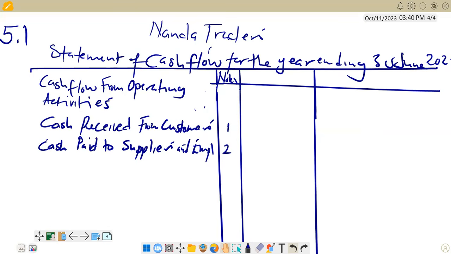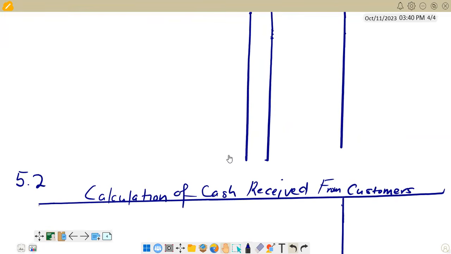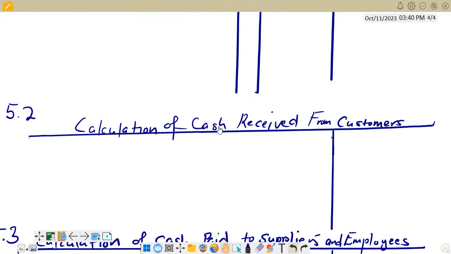If you go down, you see that 5.2 is on the calculation of cash received from customers. That's where we are going to start to find those figures, and then we put them under operating activities. On that one, we start with the figure for revenue, which we are given in the question. So we go back to our question to find the figure that we have for revenue.